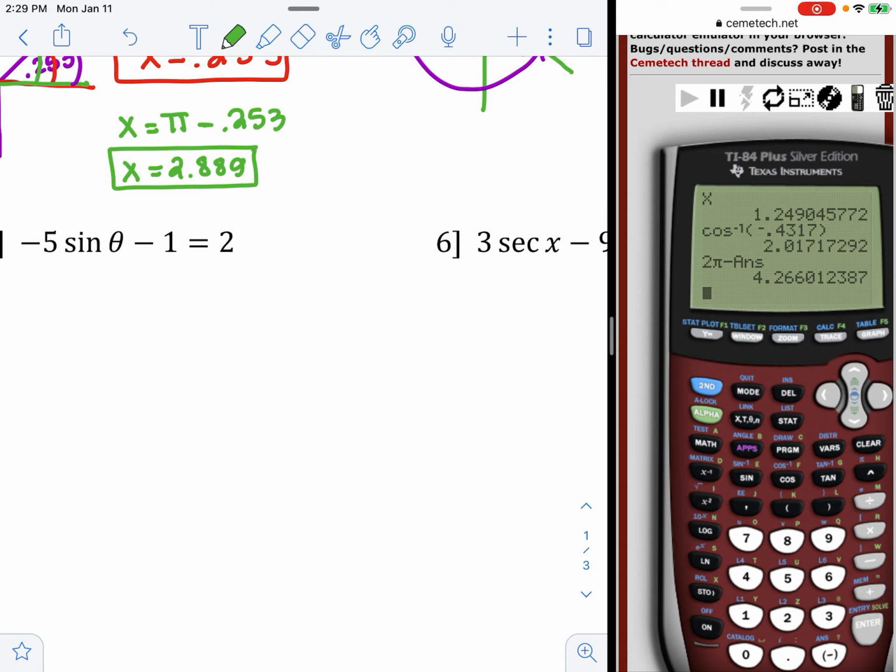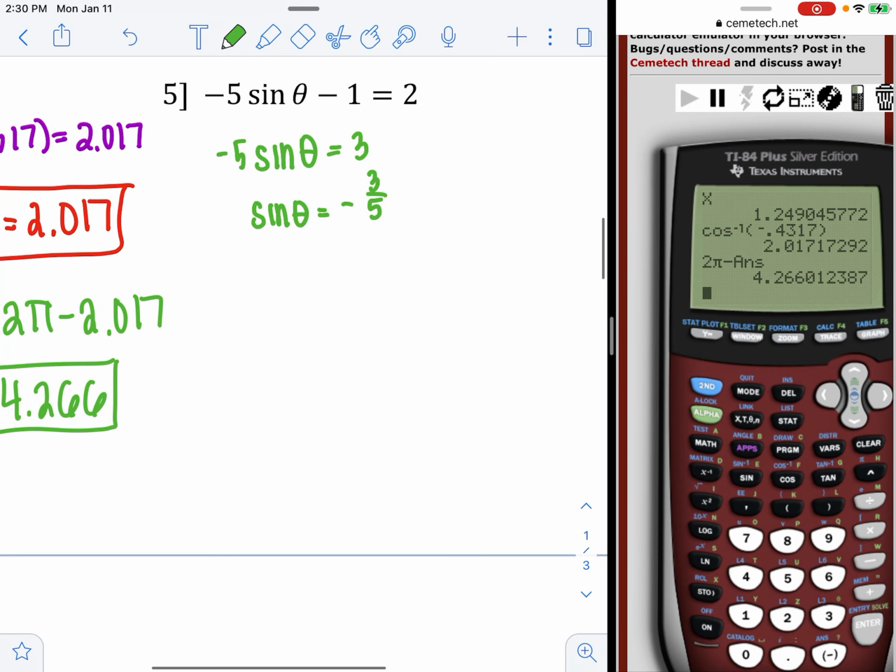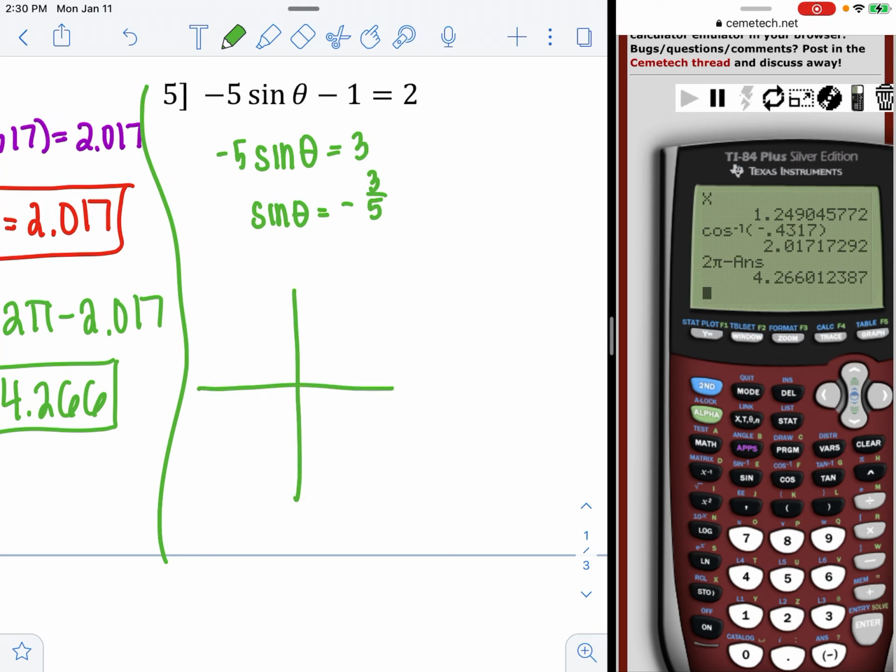All right, let's try another one here. So this one's sine's not isolated. So to get sine isolated, I'm going to have to add 1 and divide by -5. So add 1 to both sides. I have -5 sine of theta is equal to 3, and then divide by -5. So I have sine of theta is equal to -3/5. Okay, so now I'm ready to do this problem here. I'm going to draw my x on my axis.